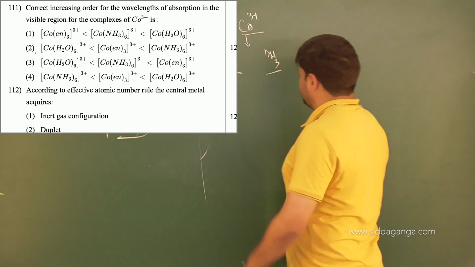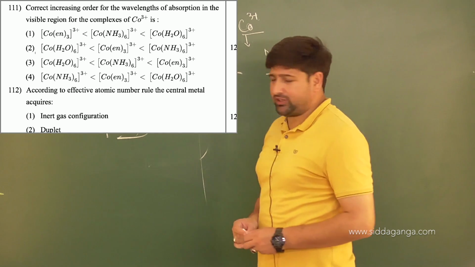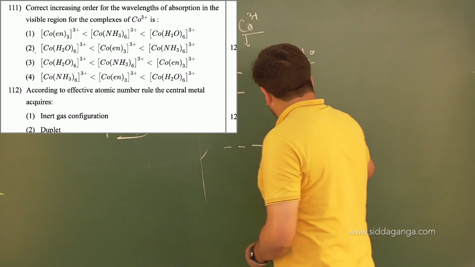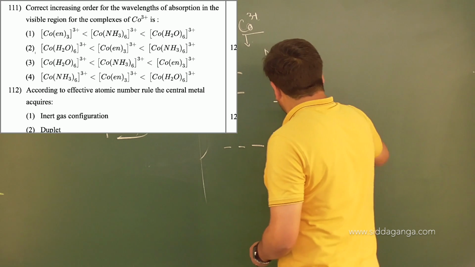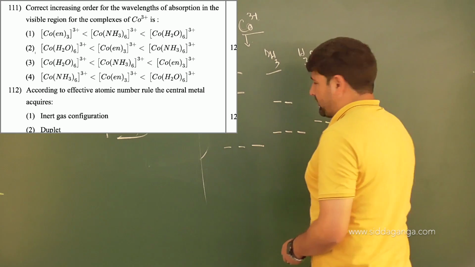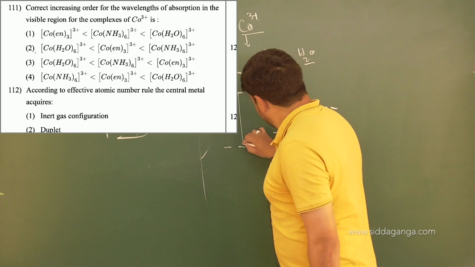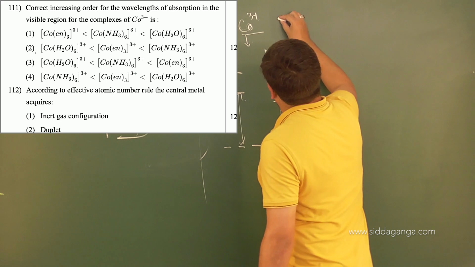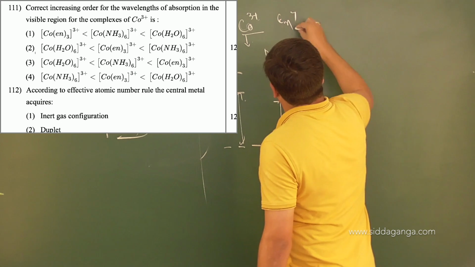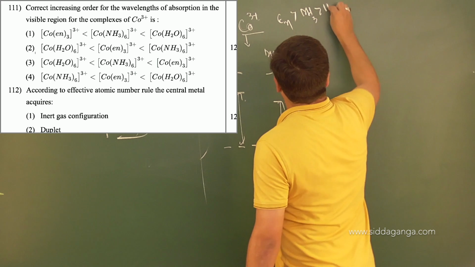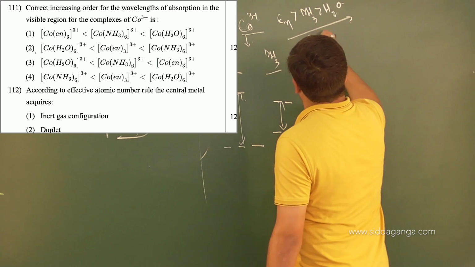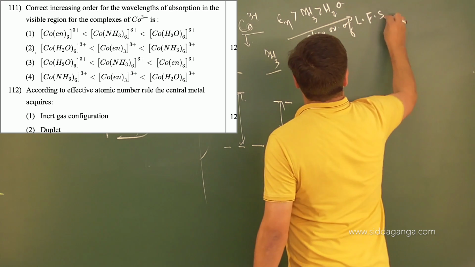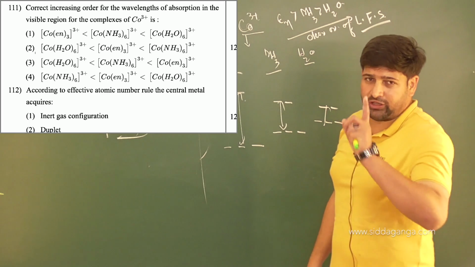First of all, when we decide the strength of the ligands, what do we find out is that En crystal field splitting will be higher compared to NH3 compared to water. Maximum crystal field splitting will be for En followed by NH3 followed by water, because we know En more than NH3 more than water. This is decreasing order of ligand field strength. En is strongest ligand, water is weak ligand.